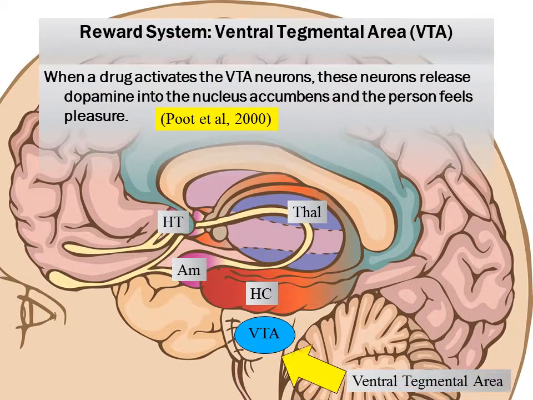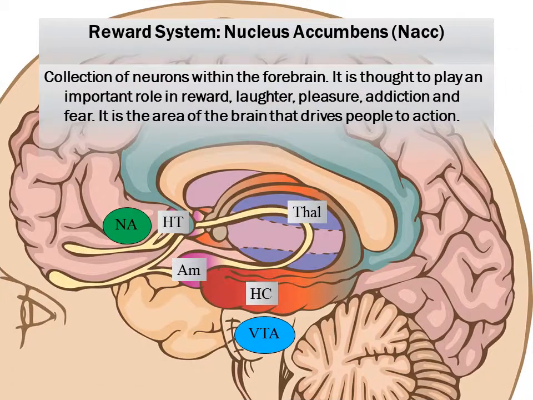There are three parts to the reward system. We'll start with the ventral tegmental area, or VTA. When a drug activates the VTA neurons, these neurons release dopamine into the nucleus accumbens, and the person feels pleasure. The nucleus accumbens is a collection of neurons within the forebrain. It is thought to play an important role in reward, laughter, pleasure, addiction, and fear. It is the area of the brain that drives people to action.